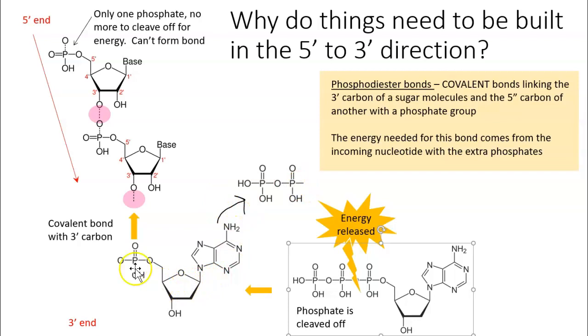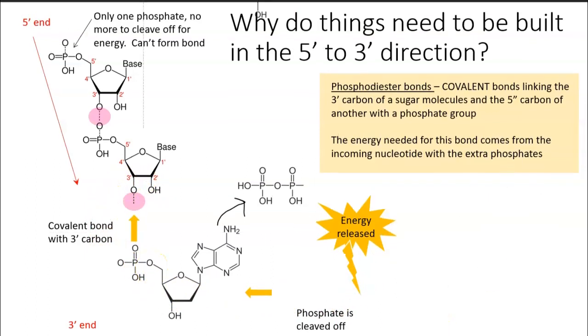Then this nucleotide can form a bond here with the 3' carbon oxygen bond here. Okay, and notice this is the 5' end because it has the phosphate sticking out. This is the 3' end because it has that 3' OH group sticking out. And so because this energy is released, it allows this bond to form.